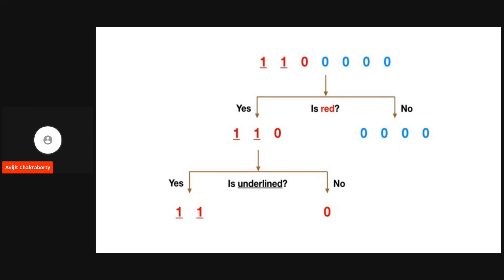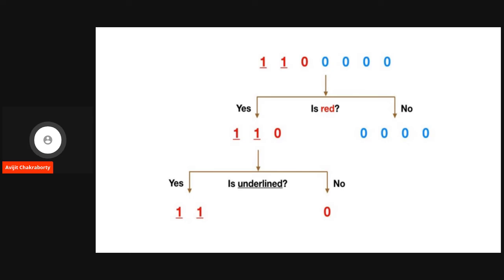If it's red, it takes this as input. Say it takes 1, 1 and 0. If the color is no, that is, it's not red, in this case it's blue, so it takes all those blues aside on the right hand side. Next up, it asks whether the digits are underlined or not. If it's underlined, it takes them to the yes section. If it's not, then again it takes them to the right.